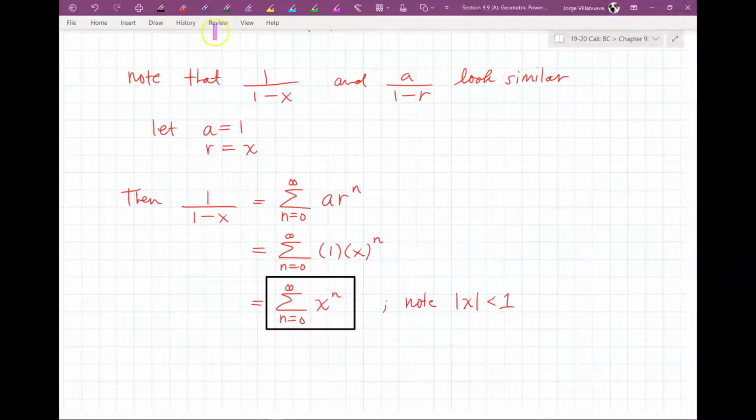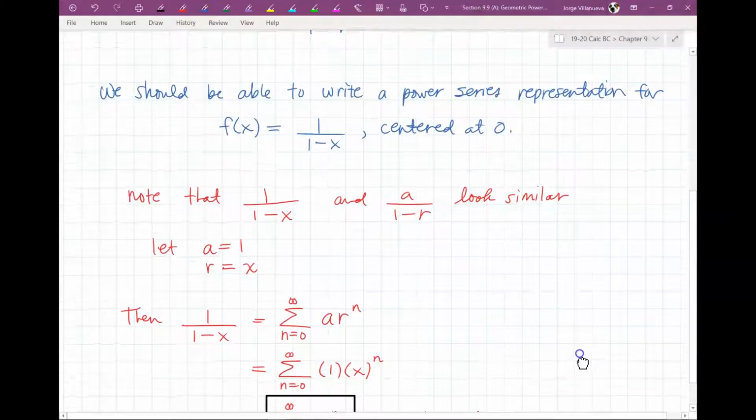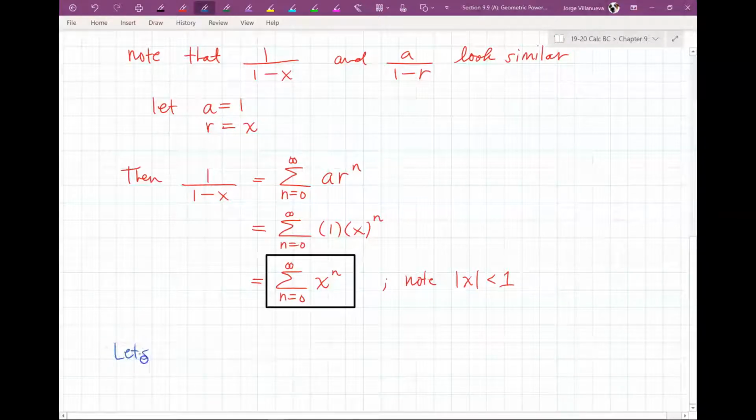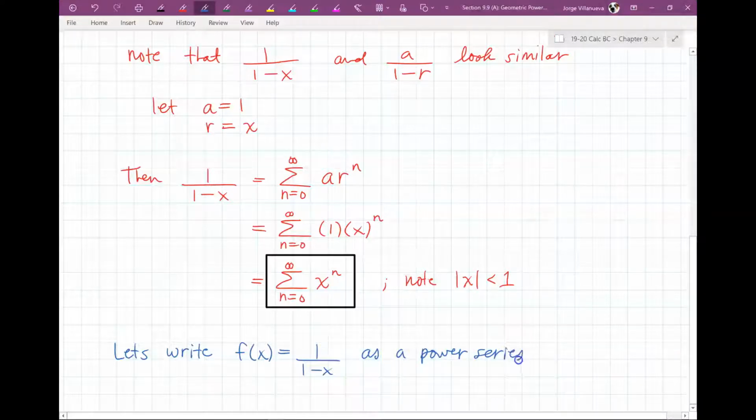Now, what if we did the same thing here? Same idea. Did I write it in blue? Yeah. So let's get the same idea, but let's change its center. So let's write f of x equal to 1 over 1 minus x as a power series centered at, we'll do it at -1.